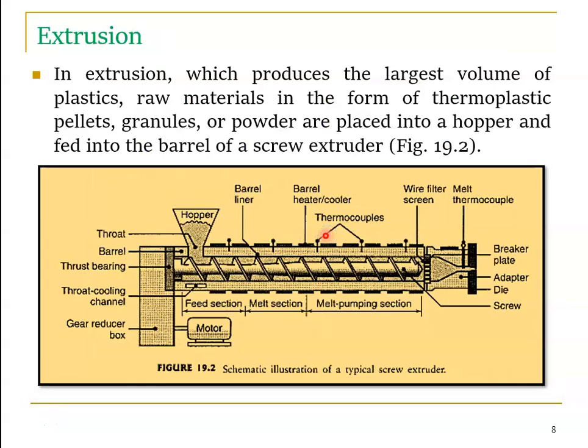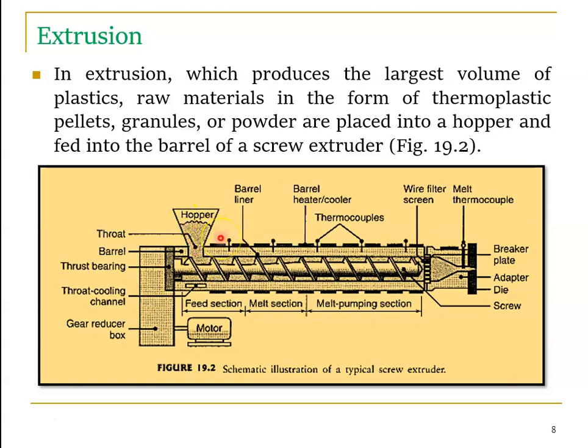First we are going to see the extrusion process. Extrusion produces the largest volume of plastics. The raw material in the form of thermoplastic pellets, granules or powders is placed into the hopper and fed into the barrel of the screw extruder.